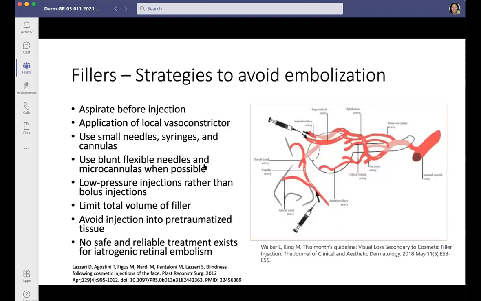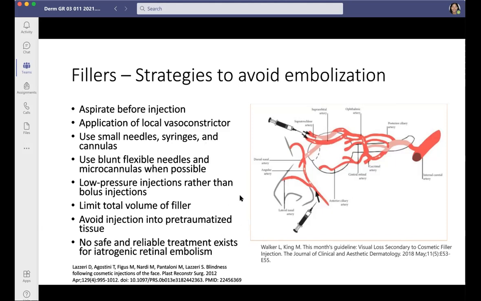So what are some strategies to avoid embolization? Some people recommend aspirating before injection. It can be hard because the filler is very viscous and you might not always see a flash if you're in a vessel, but trying to use smaller needles and syringes and cannulas, or using blunt needles and micro cannulas, doing low pressure injections of very small amounts rather than larger bolus injections, trying to limit the total volume of filler that's going in, and avoiding injection into pre-traumatized tissue.